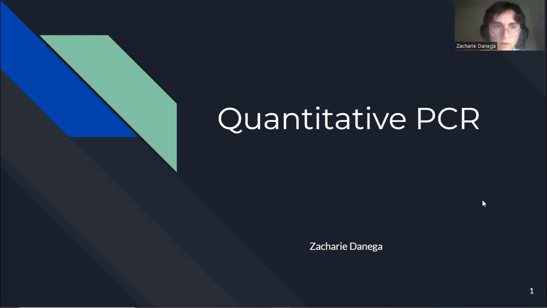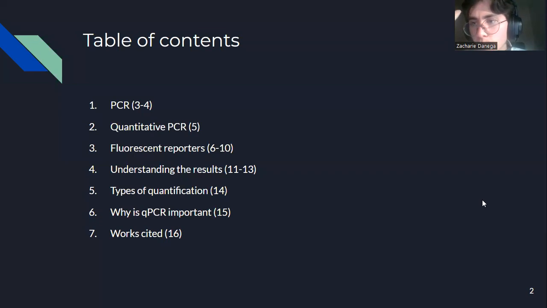So here's a brief overview of what I'm going to cover today. I'm going to cover what PCR is, what quantitative PCR is, the fluorescent reporters they use in quantitative PCR, how to understand the results from quantitative PCR, the types of quantification, why quantitative PCR is important, and then just briefly we'll take a look at my works cited.